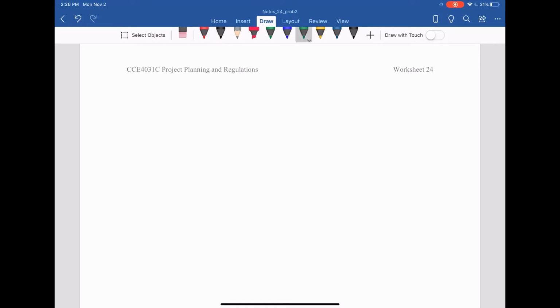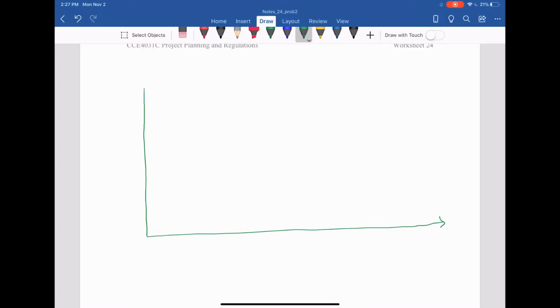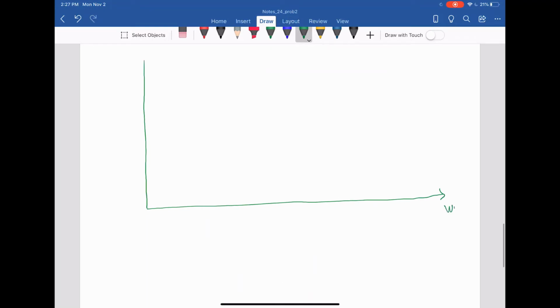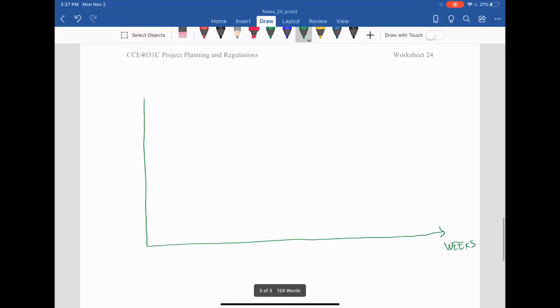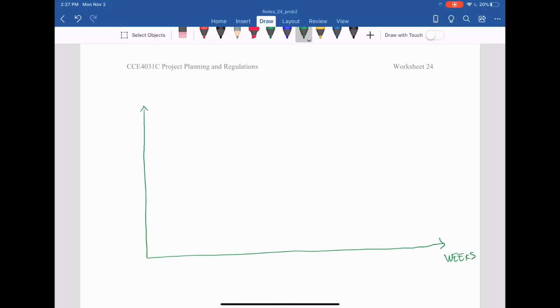So if you have location and time, how can we do that? We can have a 2-dimension graph. The horizontal will be time, in terms of weeks, because that's what the problem gives us. And the vertical will be segment. And we have 2 segments in this case. In this case, the segment or the location.